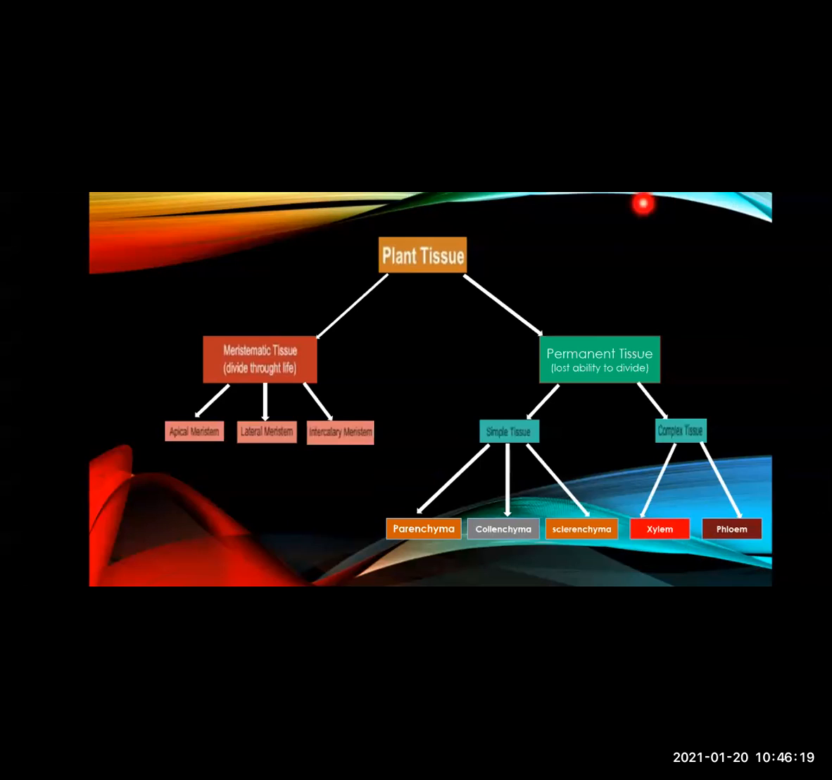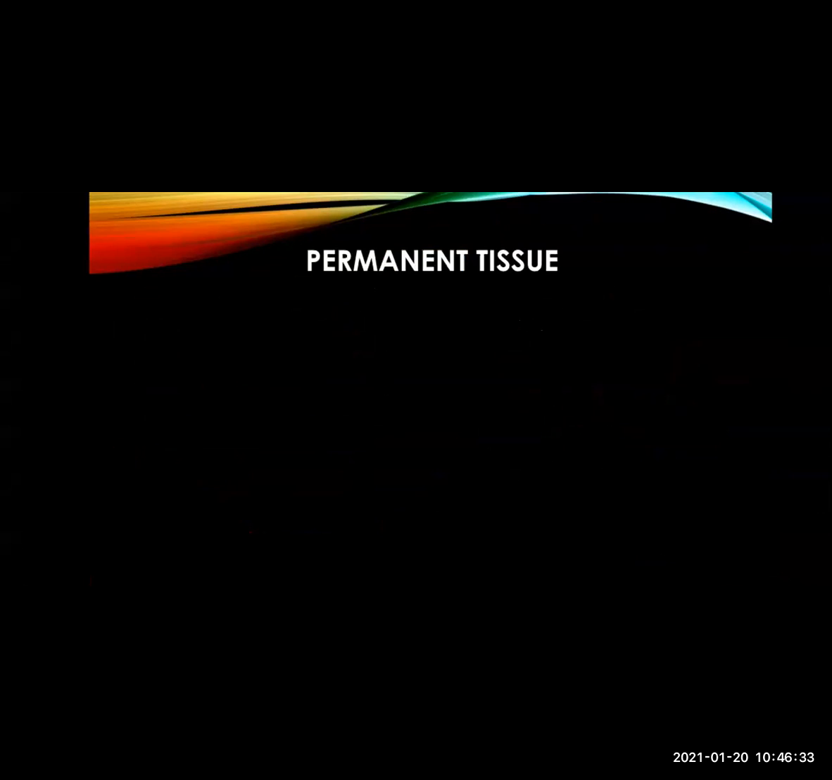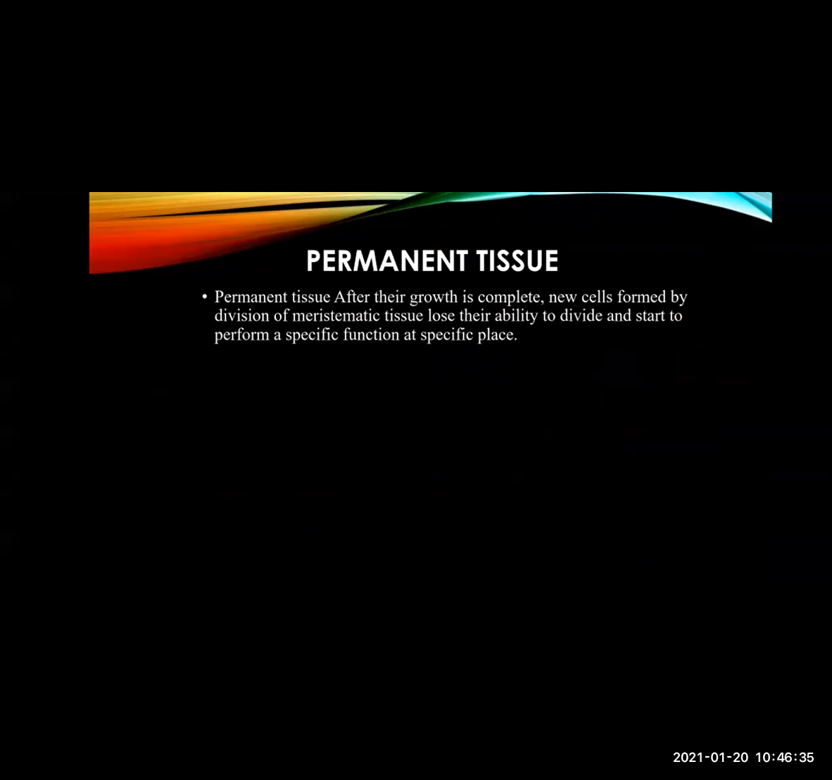Now, yesterday we have seen in details of the meristematic tissue. Today we will be dealing with details of permanent tissue and its types. Now, as I have said, what is permanent tissue? Permanent tissue, after their growth is complete, new cells formed by division of meristematic tissues lose their ability to divide and to start perform a specific function at specific place.